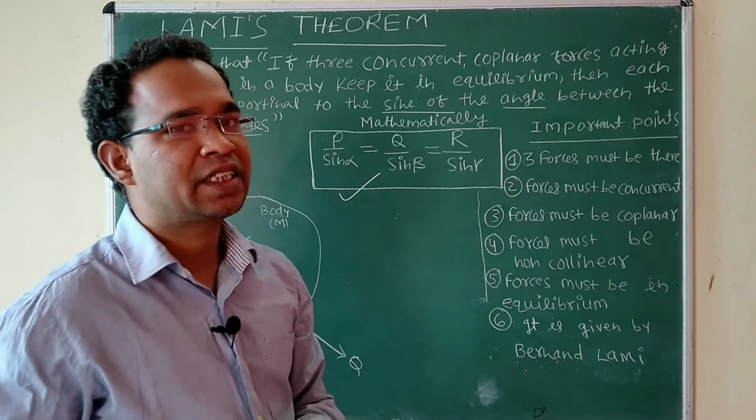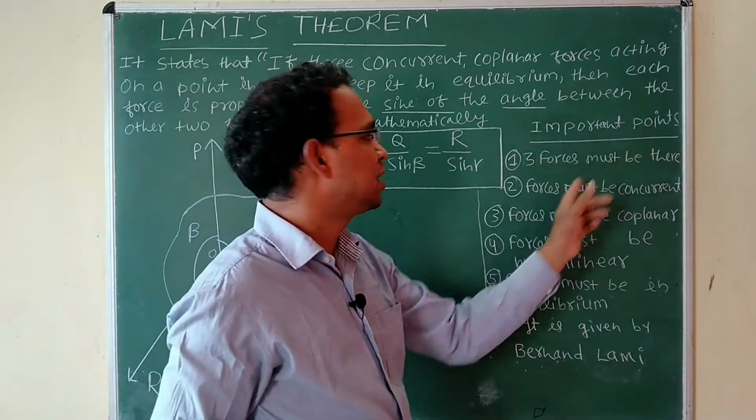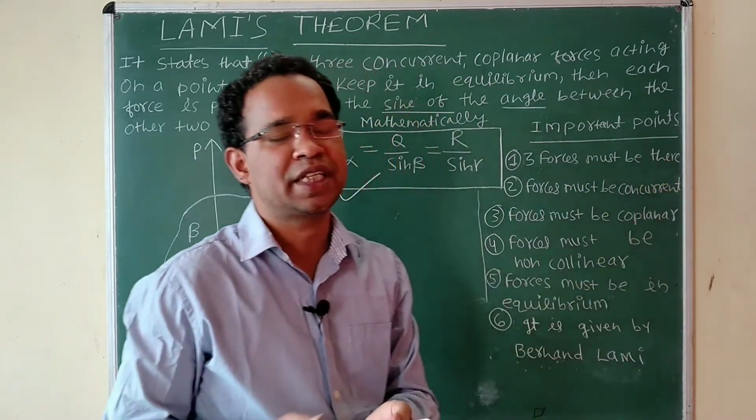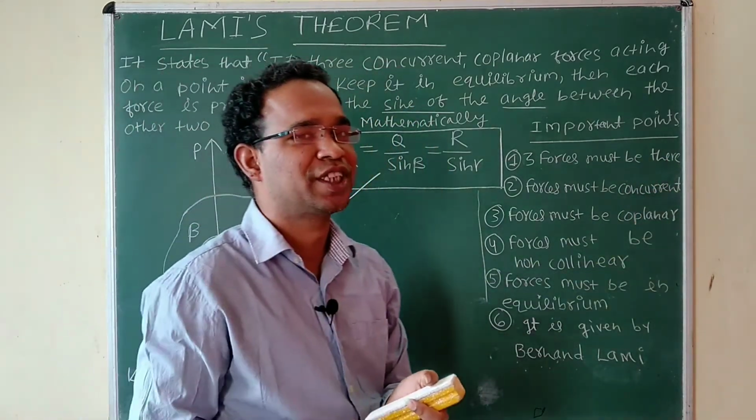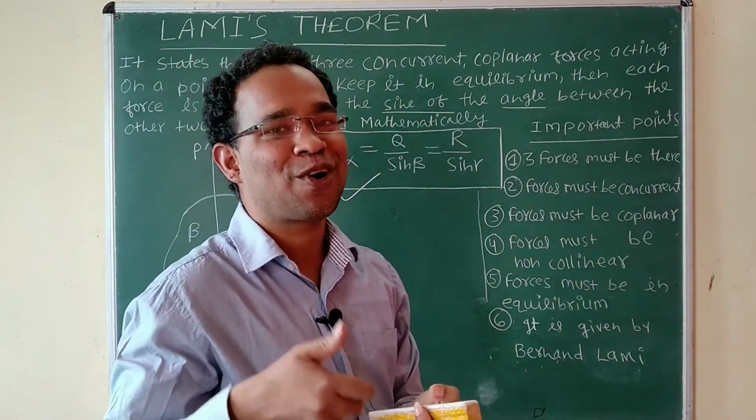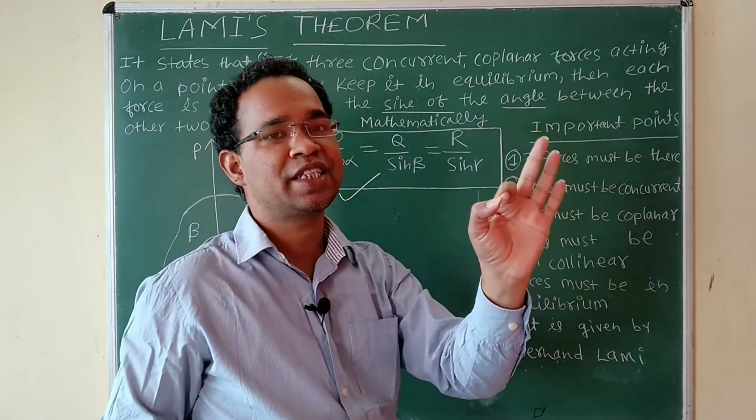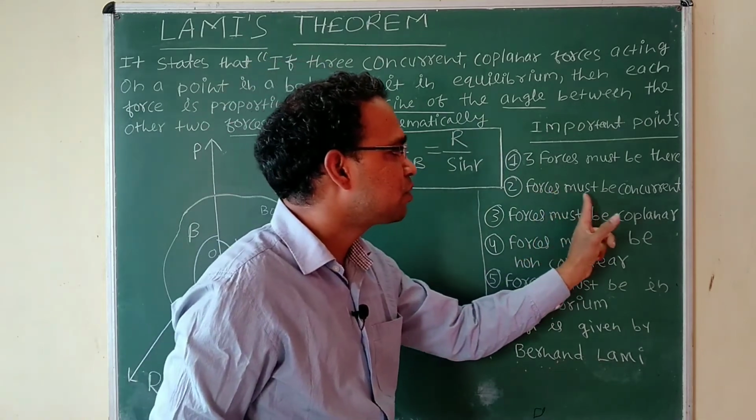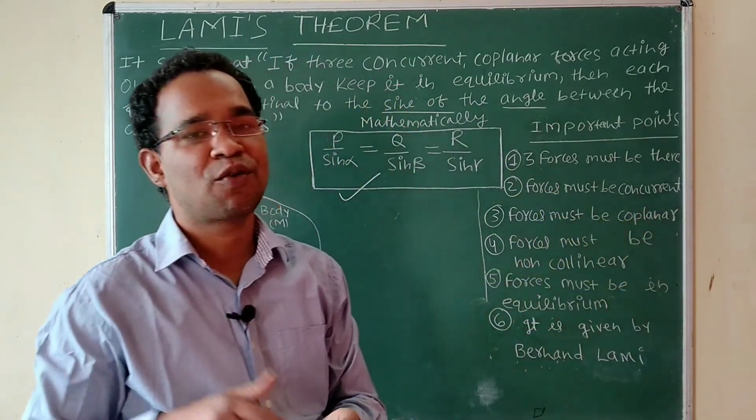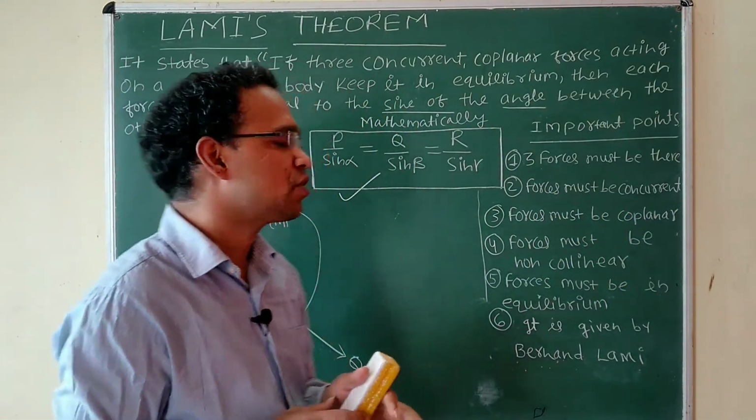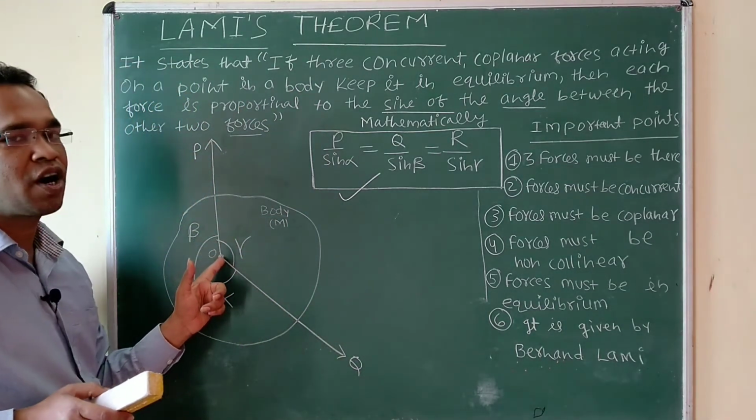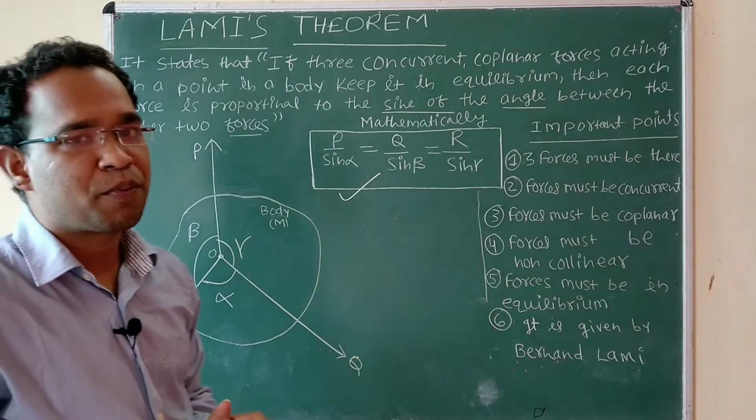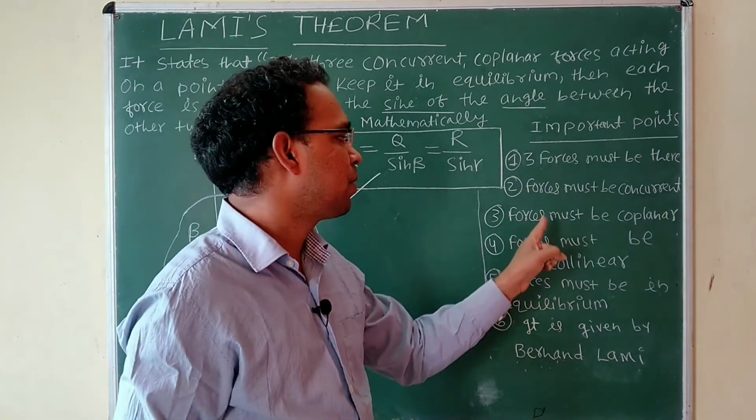So let's discuss some important points about Lami's theorem. First, three forces must be there, meaning in Lami's theorem there must be exactly three forces, not less than three or greater than three. Second, forces must be concurrent, meaning all the forces must be passing through a common point. All these three forces must pass through a common point. Then only this theorem will be applied.